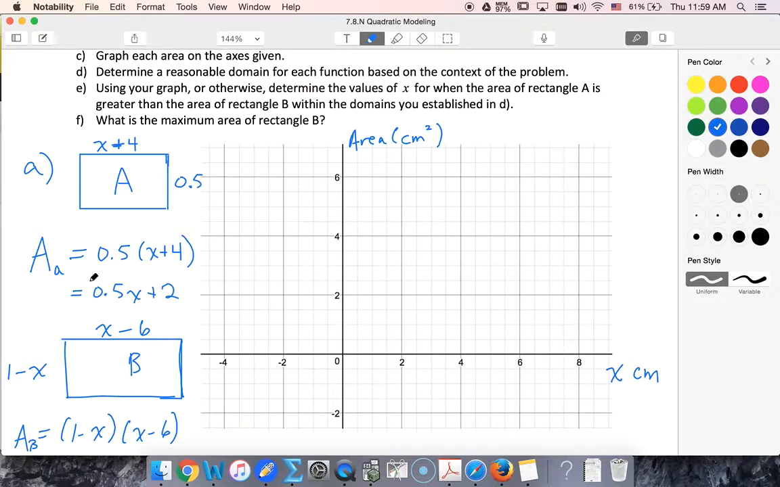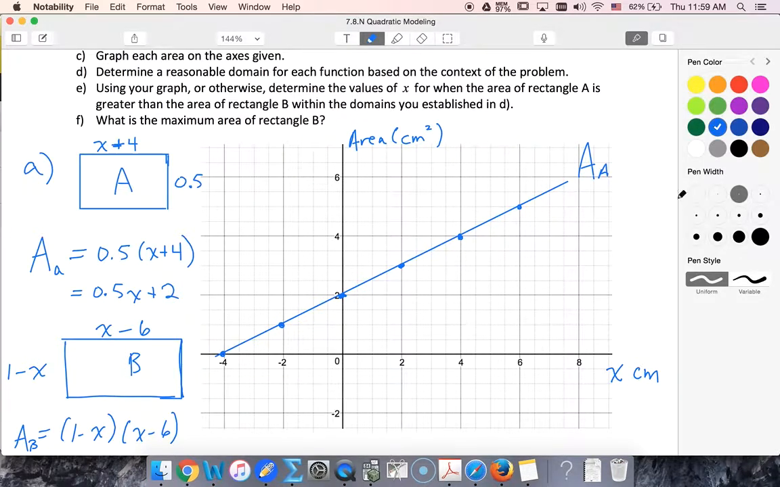So if I think about graphing this line for area A, I have a y-intercept of 2, and then my slope is 1/2. So I go up 1 over 2. I could also think about going down 1 over 2, down 1 over 2, other way, up 1 over 2, up 1 over 2. So let's connect those with the straight line. All right, this is area A.